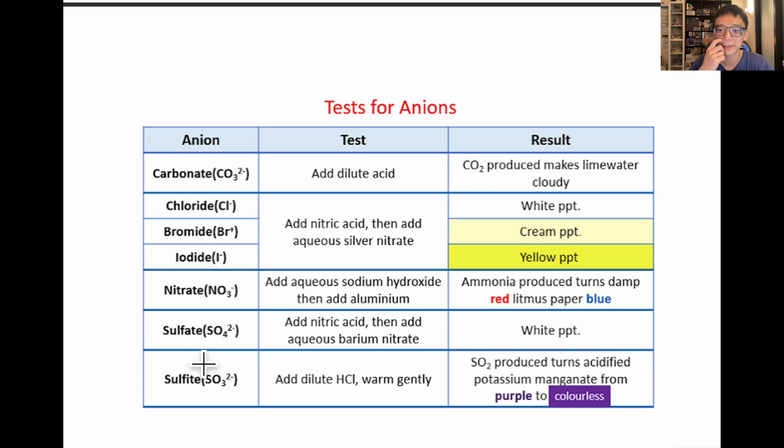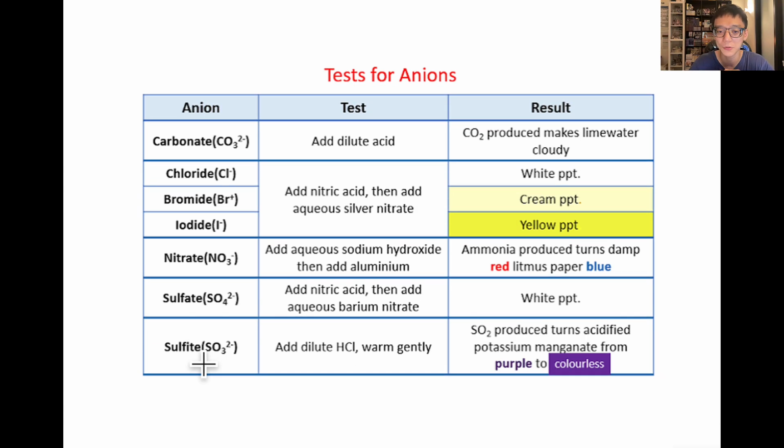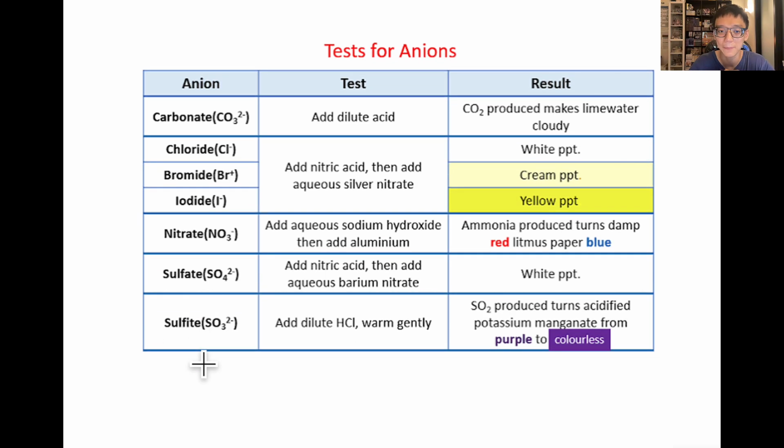Same as the test for cations, the test for anions is also kind of simple to read from the table. If you have the presence of carbonate, CO3 2-, the test is to add dilute acid. So if you suspect that your solution might contain carbonate, then please add dilute acid. Supposedly it will form carbon dioxide that makes lime water cloudy.